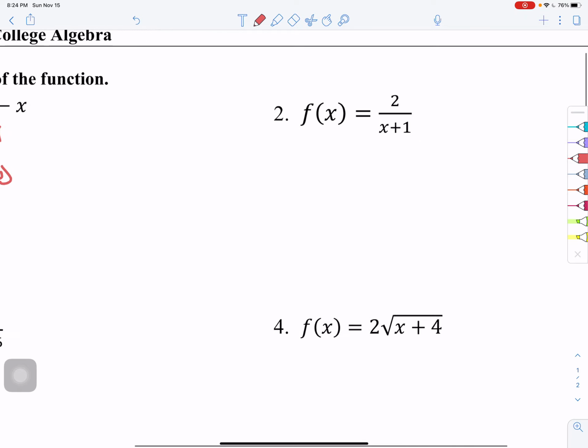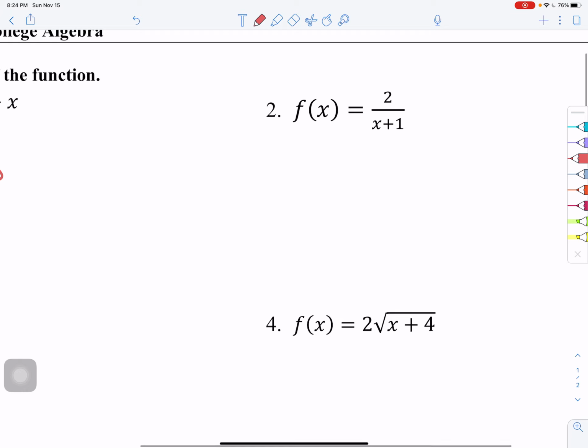The first thing you should notice is that the denominator cannot be equal to 0. And what would cause that denominator to be 0? So x plus 1 cannot be equal to 0. Whatever's in the denominator, just write it and then write not equal to 0. So x cannot equal -1. Solve that just like you would an equation. Subtract 1 from both sides. So what do we do?